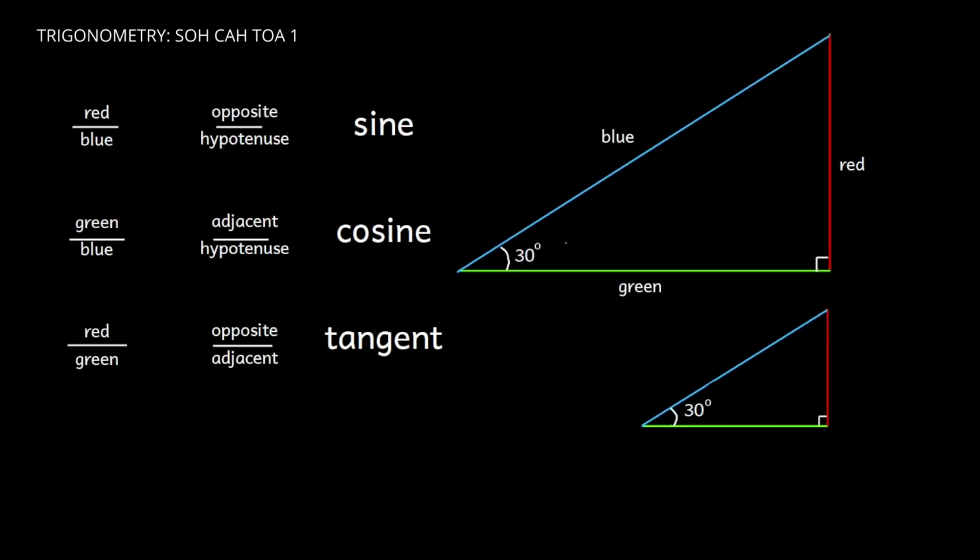So if we look from the 30-degree angle's point of view, the red side would be the opposite, the blue side the hypotenuse, that's the name given to the longest side, and the green side being the adjacent. And that angle can be described as three ratios: the opposite over the hypotenuse, which we call the sine of the angle, the adjacent over the hypotenuse, which we call the cosine of the angle, and the opposite over the adjacent, the tangent of the angle.